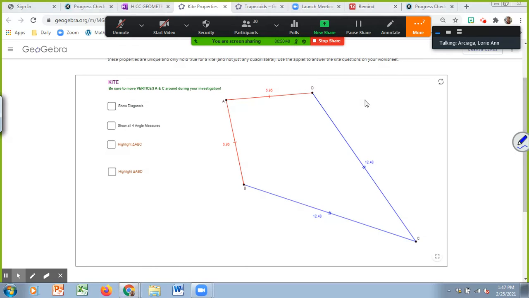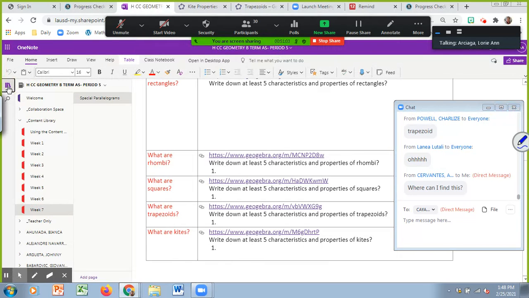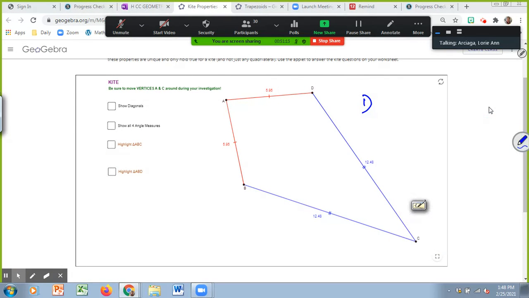Let me write down the properties over here. Now, normally we begin with parallel sides and congruent sides. Where can I find this? Oh, it's still in week number 7, special parallelograms. Okay. All right, so the first one.